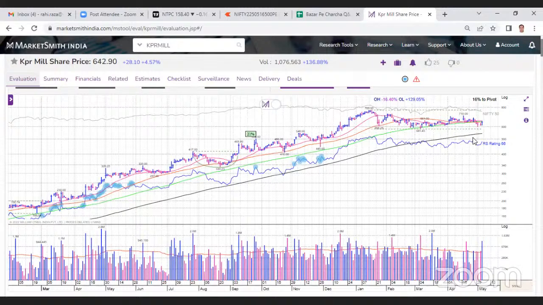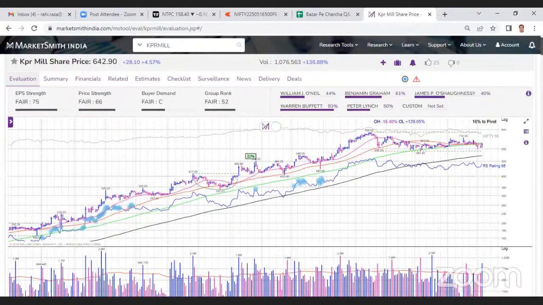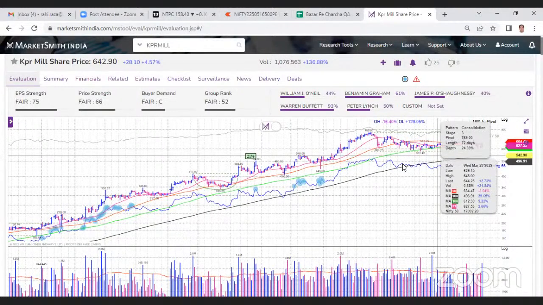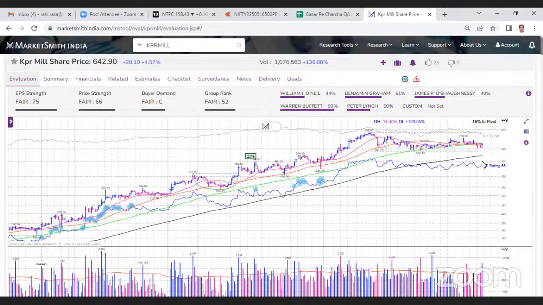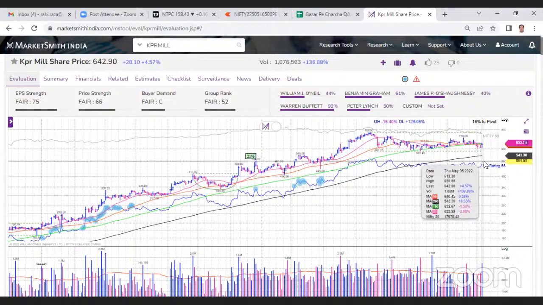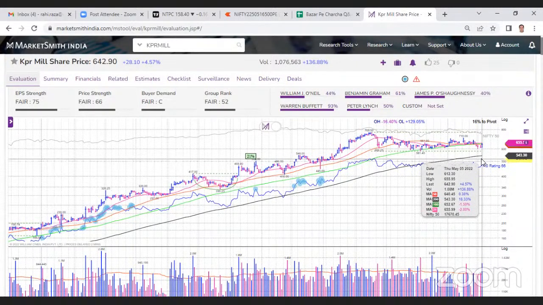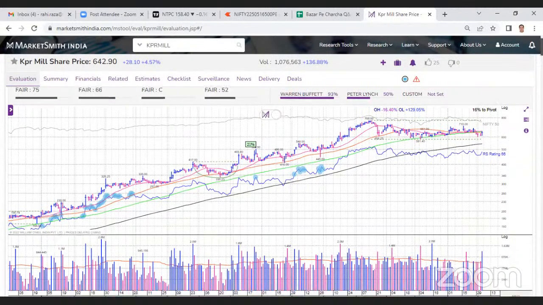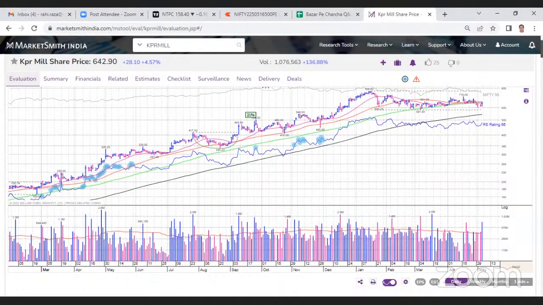So I think we need to wait for the breakout level, which is 16% up from here, because the actual pivot level is placed around 769. But if you want to take an aggressive call on this particular stock, then 660 or 665 can be the entry point. If your risk reward ratio fits that criteria, then I think you can take your call.